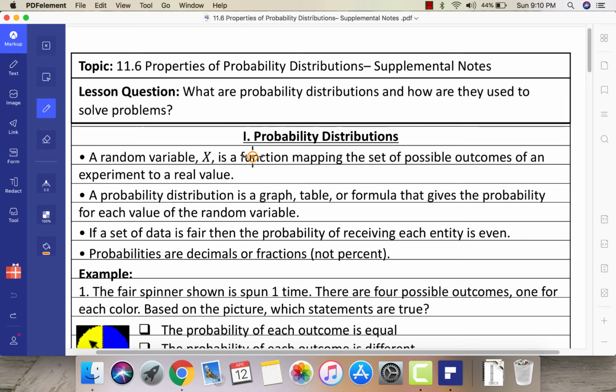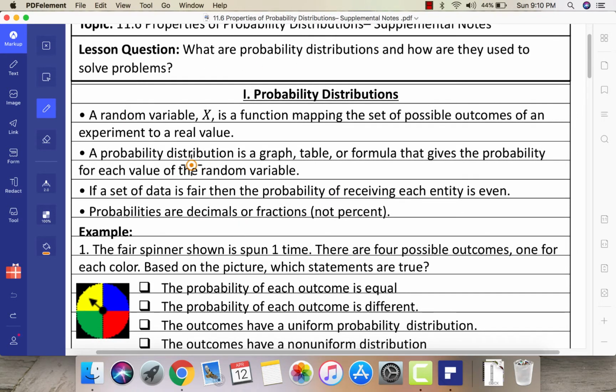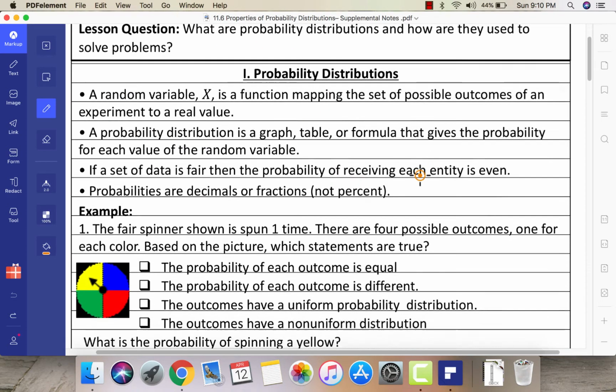All right, lesson 11.6, properties of probability distribution. Okay, so these are some vocabulary words that you should look over.